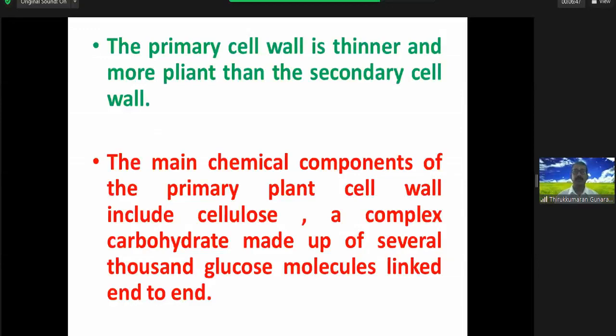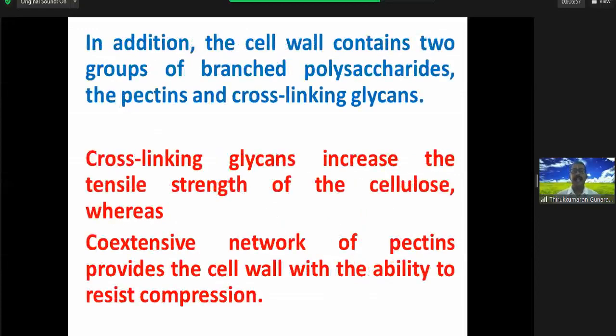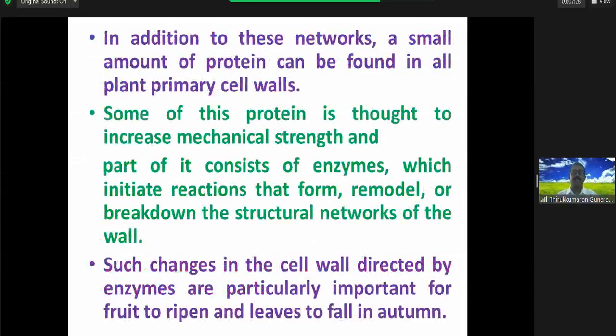The main chemical components of the primary plant cell wall include cellulose and other complex carbohydrates. In addition, the cell wall contains two groups of branched polysaccharides, pectins and cross-linking glycans. Maybe it's new to you, but it's okay. Whatever you can, mention it; we will study it later also. Cross-linking glycans increase the tensile strength of the cellulose, whereas the coextensive network of pectins provides the cell wall with the ability to resist compression. It's okay if you don't get it now.